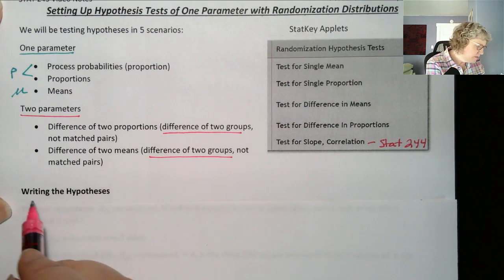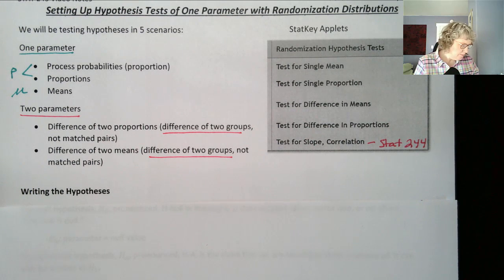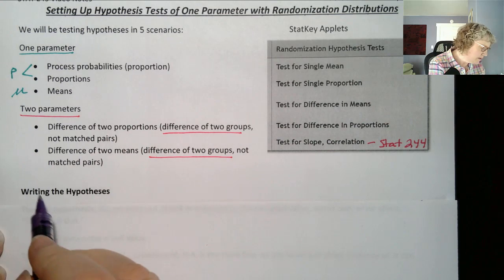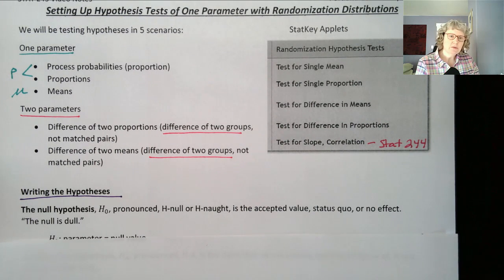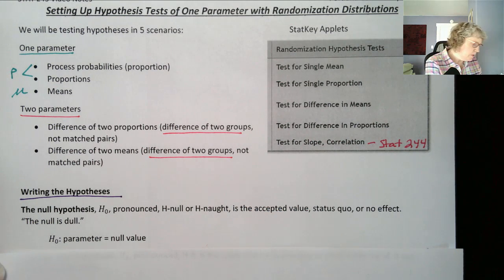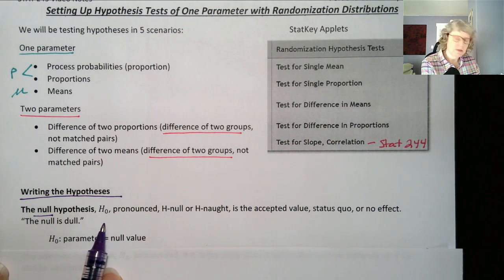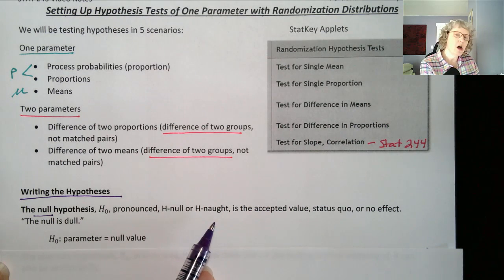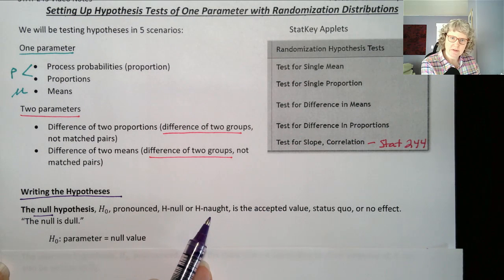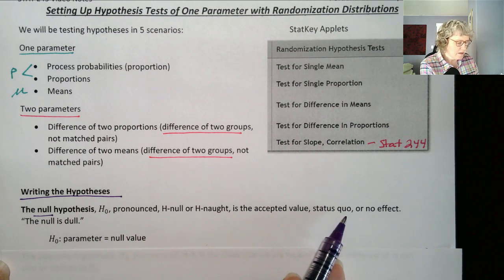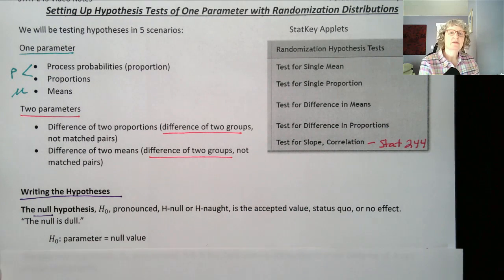Now I want to go more specifically into that first part that we did with the Kiki Booba, which is writing out the hypotheses. I want to explain more about the null and the alternate hypotheses. So the null is N-U-L-L, and it's written H0 with a 0 in the subscript. You could pronounce that H null or H naught. Naught is another word sometimes used in math for a 0. That's like the accepted value, the status quo, or no effect. It's what's commonly believed to be true, or our baseline assumption.